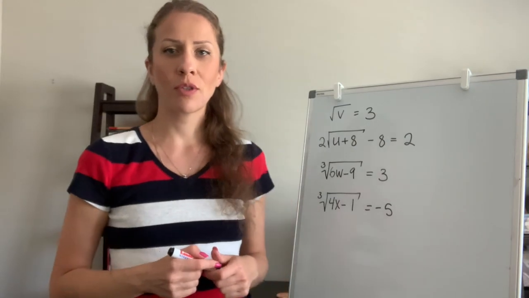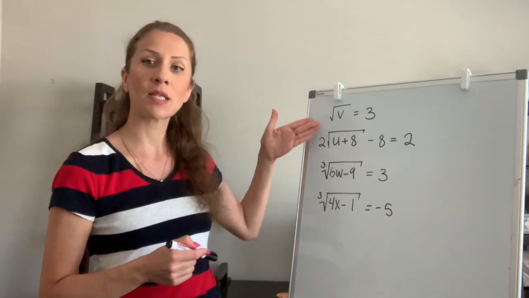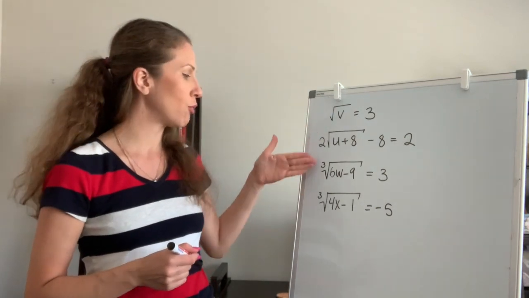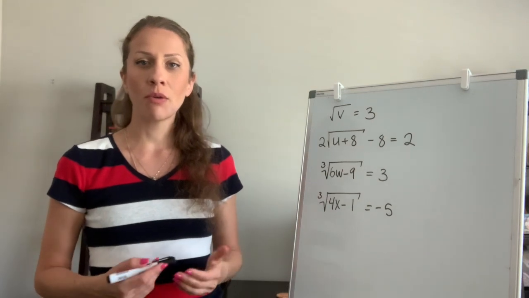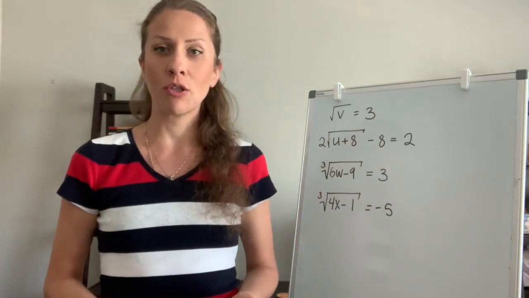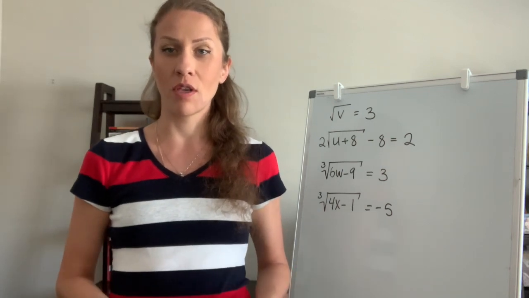So here are just a few examples of radical equations. Some of them have square roots, like my first two examples, and some of them have cubed roots, like my third and fourth problems here. So remember, to solve a radical equation, you first have to get the radical by itself on one of the sides of the equal sign.